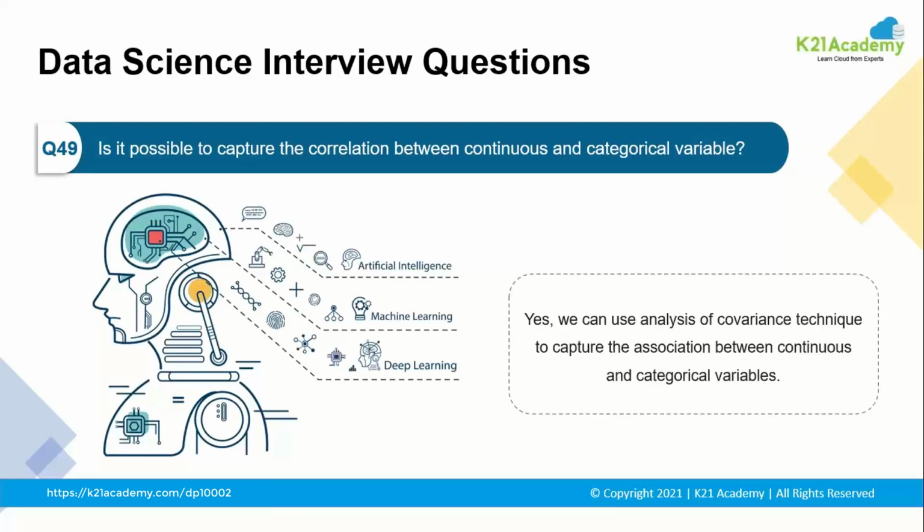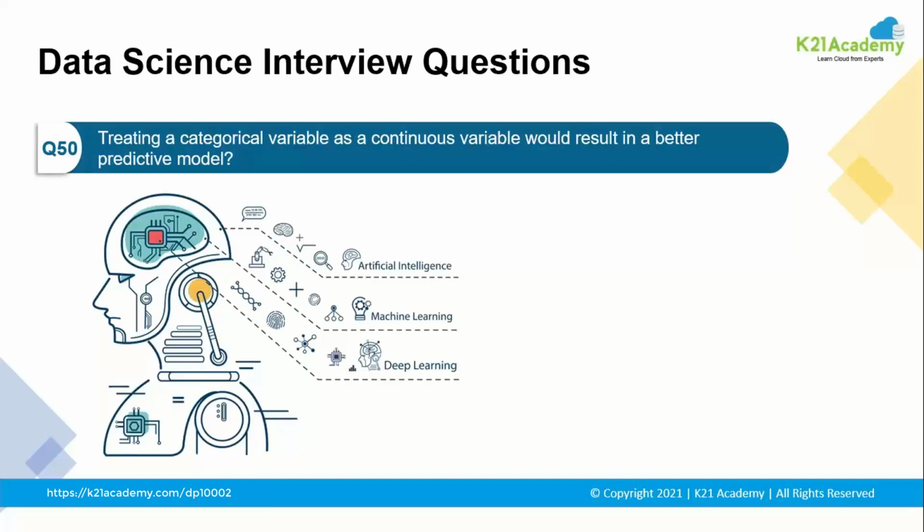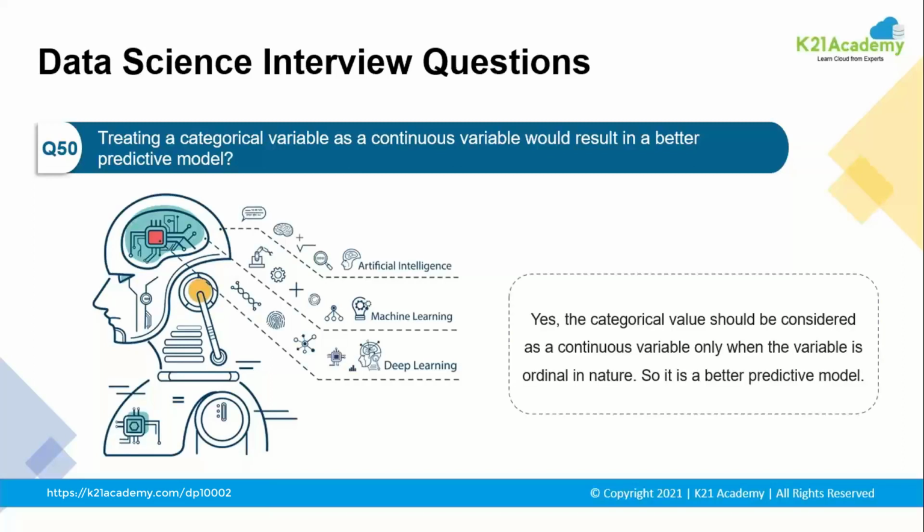Moving on to the last but not least, is it possible to capture a correlation between a continuous and a categorical value? The answer for this is simply yes. We can analyze the values between the continuous and categorical value, and then we can see the correlation between them. Moving on to the next one, treating a categorical variable as a continuous variable would result in a better predictive model. So let's see what's the answer for this. Yes, a categorical value should be considered as a continuous value. With this, it gives us a better prediction.